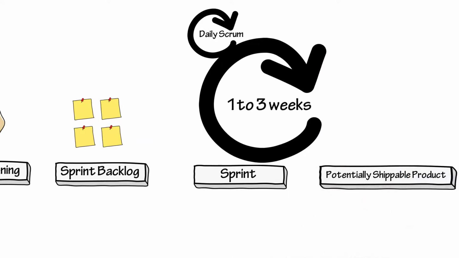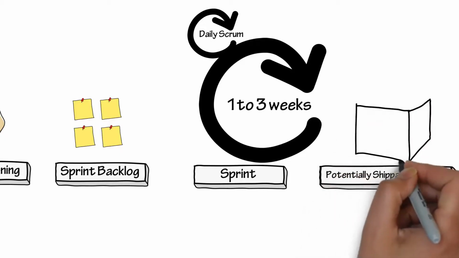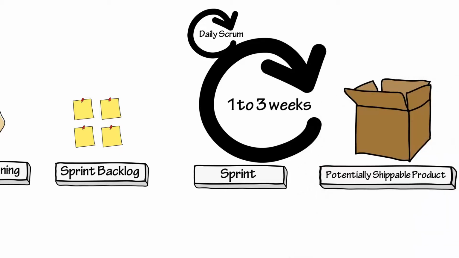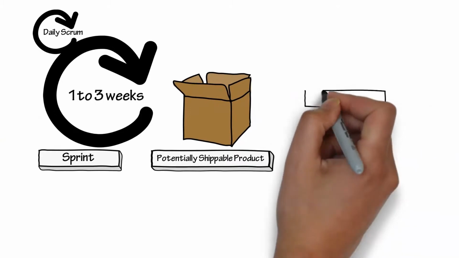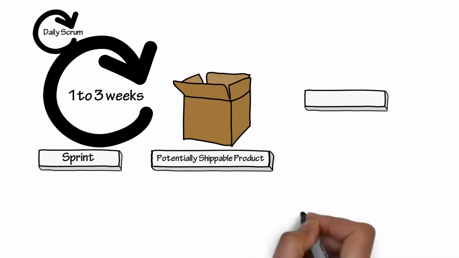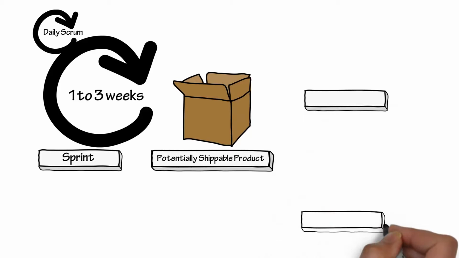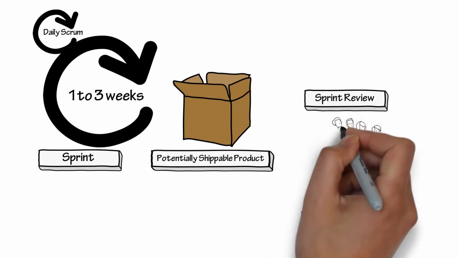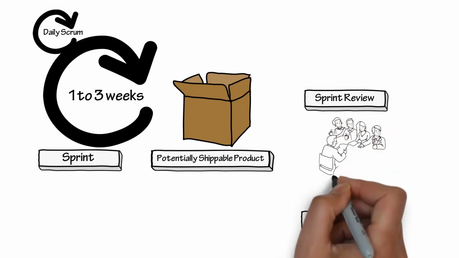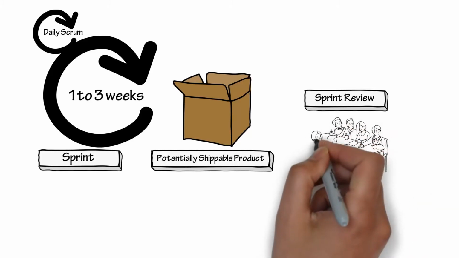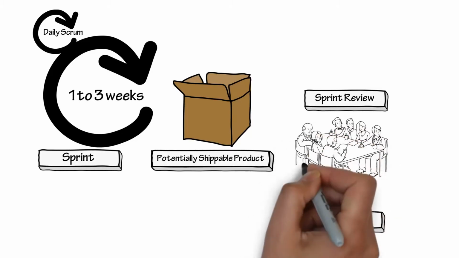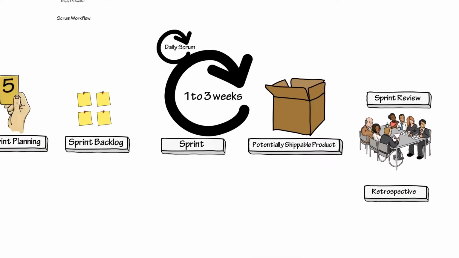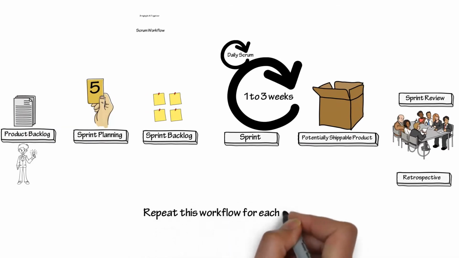Potentially shippable means that the product owner can decide if it is ready to ship or if there are any additional features needed before it ships. At the end of the sprint, a sprint review and sprint retrospective meeting occurs. The sprint review is where the team showcases their work to the product owner, and the retrospective is where the team works on what they can do to improve their process. Repeat this workflow for each sprint.